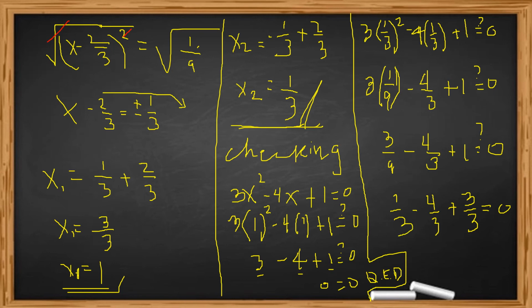Now, dealing first with the numerators, because the denominators are common. We have 1 here. 1 plus 3 is 4, and 4 minus 4 is 0. So, 0 divided by 3 is still 0. Therefore, 0 is equal to 0. Our checking is correct. So, therefore, QED.